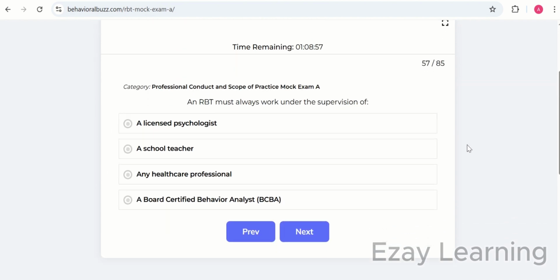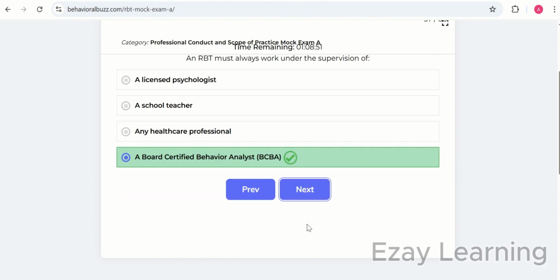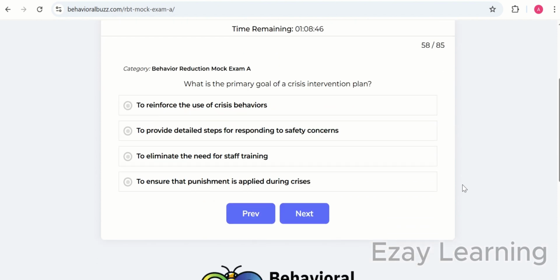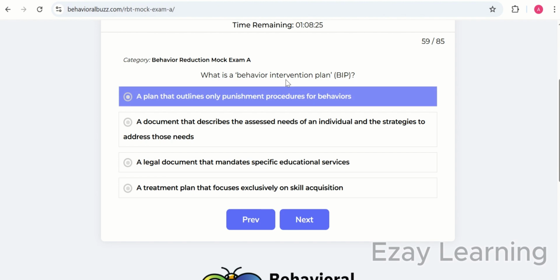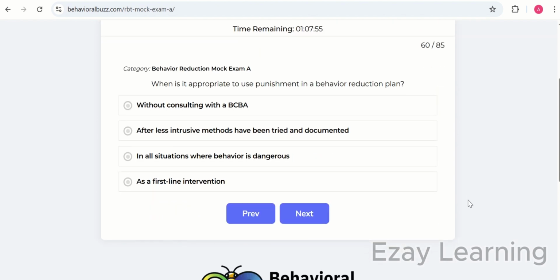An RBT must always work under the supervision of a BCBA, Board Certified Behavior Analyst. What is the primary goal of a crisis intervention plan? To provide detailed steps for responding to safety concerns. What is a behavior intervention plan? When is it appropriate to use punishment in a behavior reduction plan?